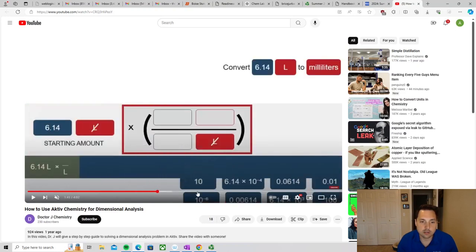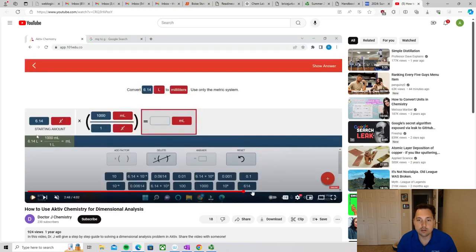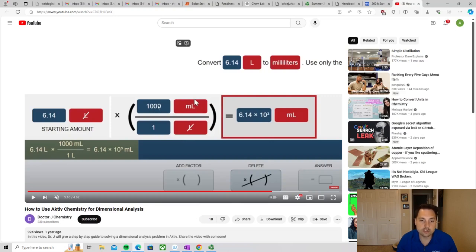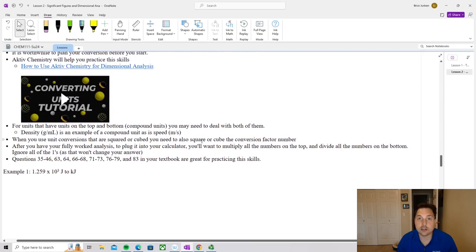And you'll see here it'll show you how you can cancel out units as you go along. So anything that's in the top will be canceled out in the bottom, and then whatever units are left over will be the correct value that you want. So in this case, 6.14 liters to milliliters. We need to know that there's 1,000 milliliters in a liter, or we could also say 10 to the negative 3 liters in 1 milliliter. So let's practice this dimensional analysis technique, and you'll understand a little bit more about how to use this.